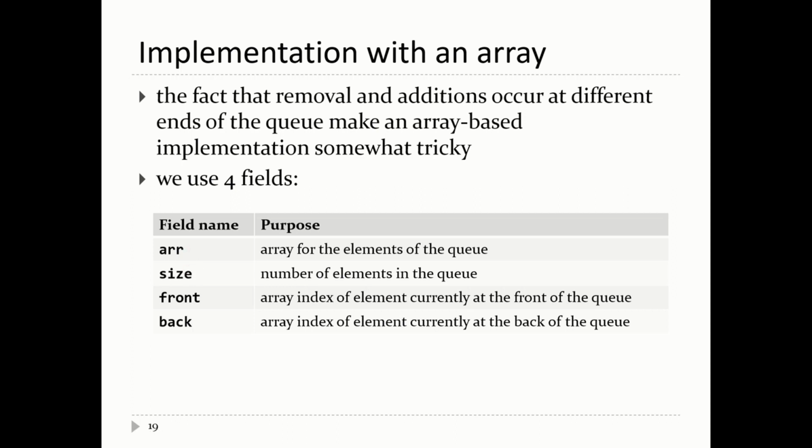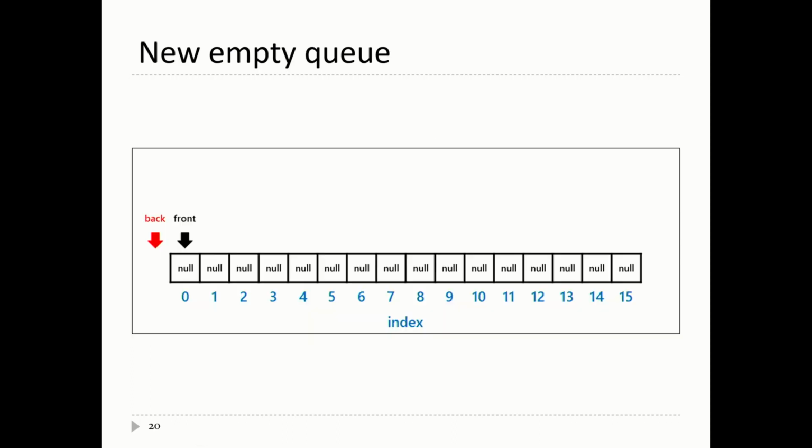So we have the array to hold the elements. We have the size, the number of elements that are currently in the queue. Front is going to be the array index of the element currently at the front of the queue. And back is going to be the array index of the element currently at the back of the queue. Unless the queue is empty, in which case front and back are going to look like this for the brand new empty queue. But in a general empty queue, it could look different. We'll see what I mean by that in just a moment.